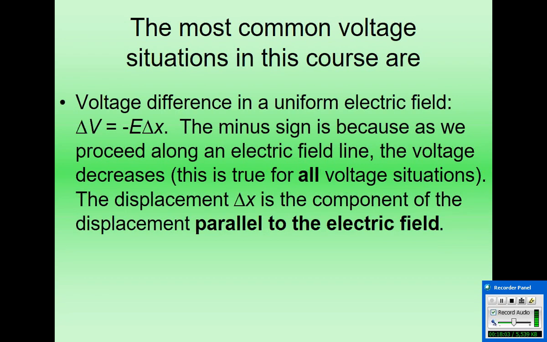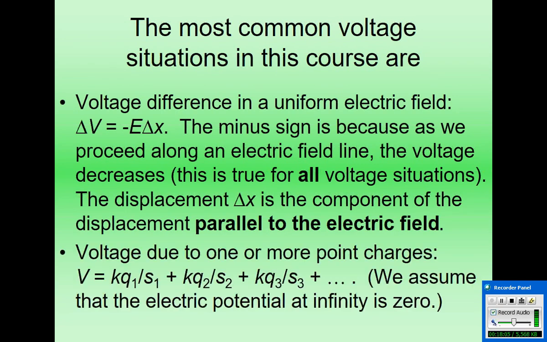There are two commonly occurring voltage situations. One is when we have a uniform electric field, and the other is when we are dealing with point charges. If we have a uniform electric field, we can calculate the voltage difference as minus the field strength times the difference in displacement. We only worry about the component of displacement that's parallel to the electric field. If we have point charges, we have an expression that allows us to determine the electric potential or voltage of a single charge, and it's equal to K times Q over S, where S, of course, is how far away your point of interest is from the charge itself.